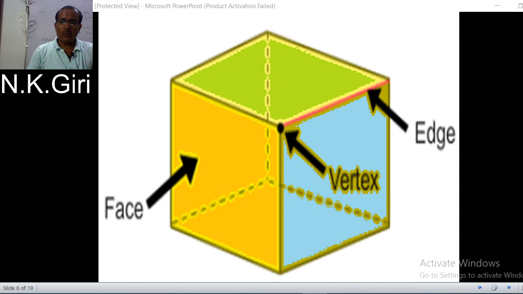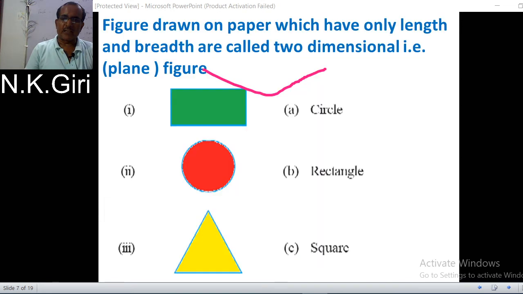Now the next topic. A figure drawn on paper which has only length and breadth is called a two-dimensional shape. That is a plane figure. These are called plane figures, like the circle. A circle is a two-dimensional shape. It is not a sphere like a ball, which is a three-dimensional shape, but a circle is a two-dimensional shape.